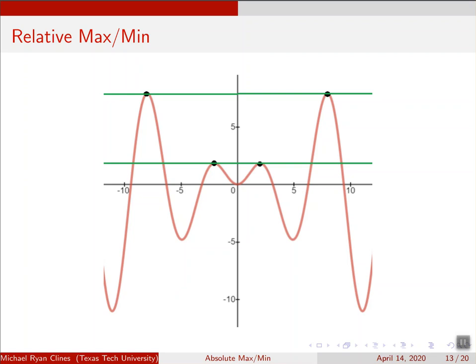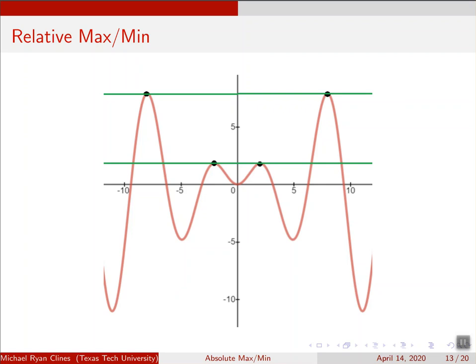Well, rather than checking every single point in there, all we have to do is take the derivative, figure out where it's equal to 0, figure out where it doesn't exist, and then we just check those points along with the endpoints. So, at most, 10 things to check. 10 things to check is a lot less than an infinite number of things between -10 and 10.